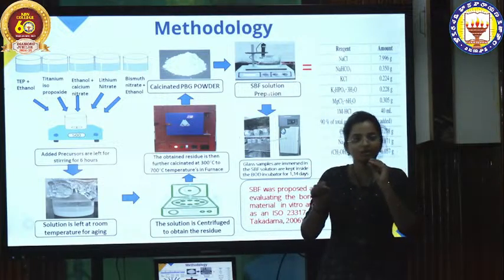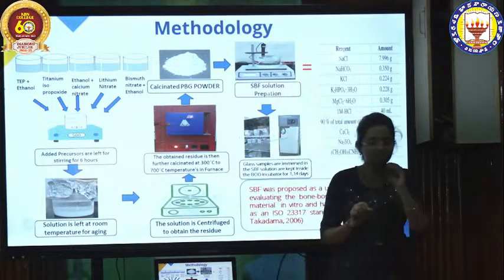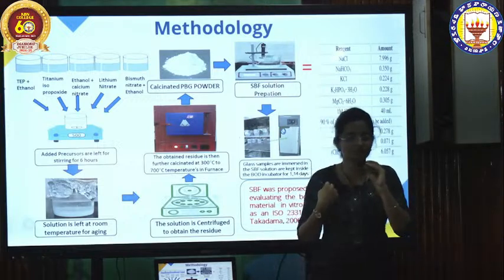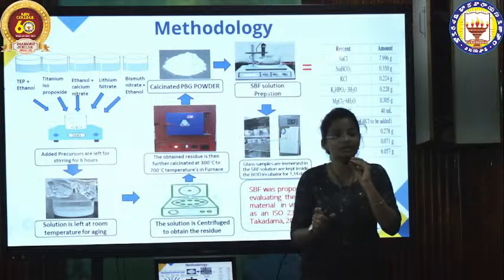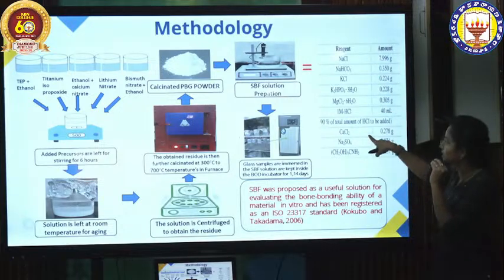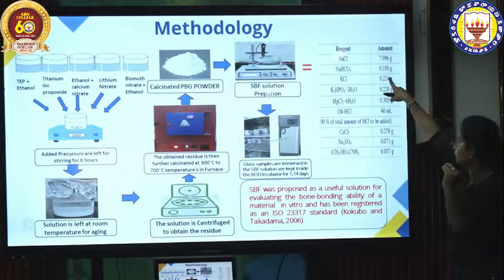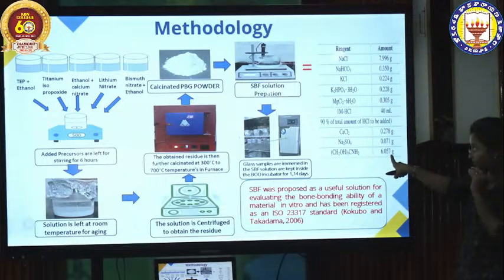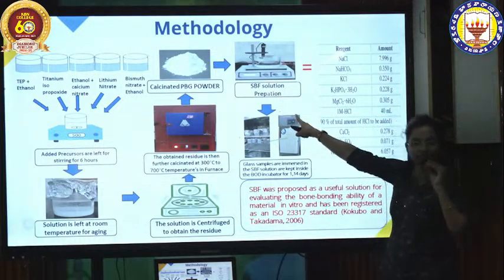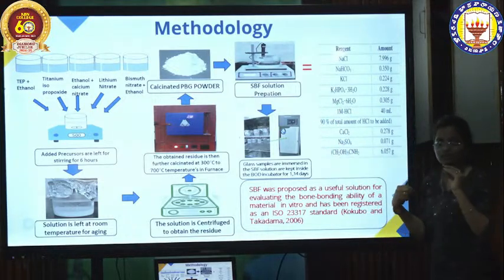We know what SBF is. SBF is simulated body fluid. We have body plasma inside our body, and that body plasma has a particular composition which is similar to the composition of the SBF solution, with the same elements as listed in the table. With the help of these chemicals, we form the SBF solution by maintaining its pH at 7.4, which is our body fluid pH value.